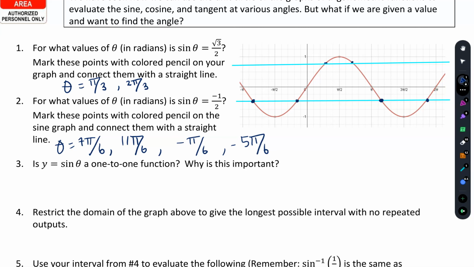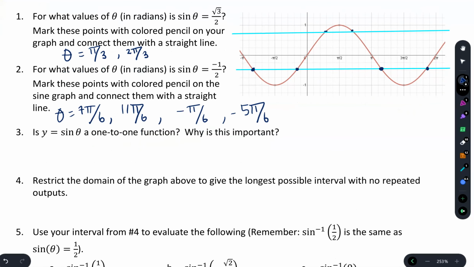So it passes the vertical line test. That's what the vertical line test is, right? Does it pass that? One y value for every x. So it's a function, right? So that is true. So this one is a yes.